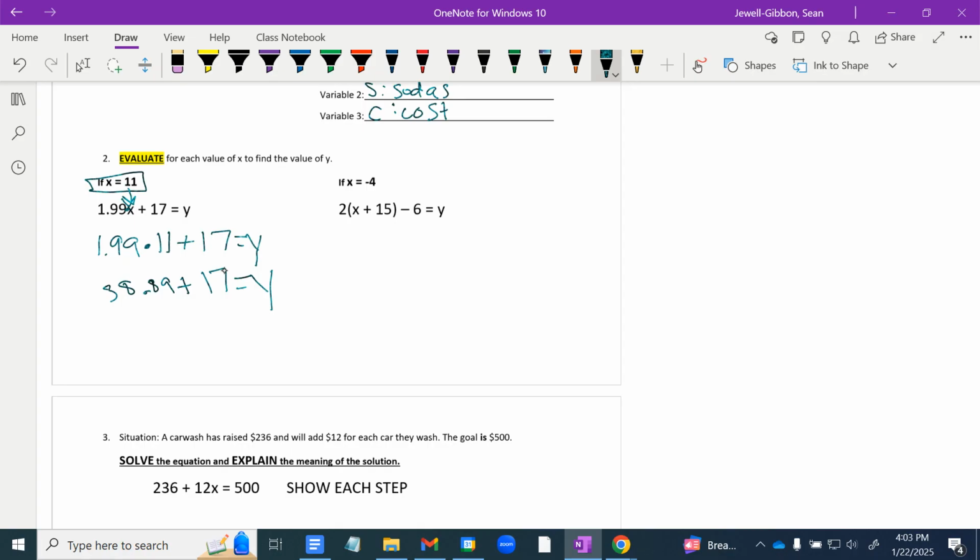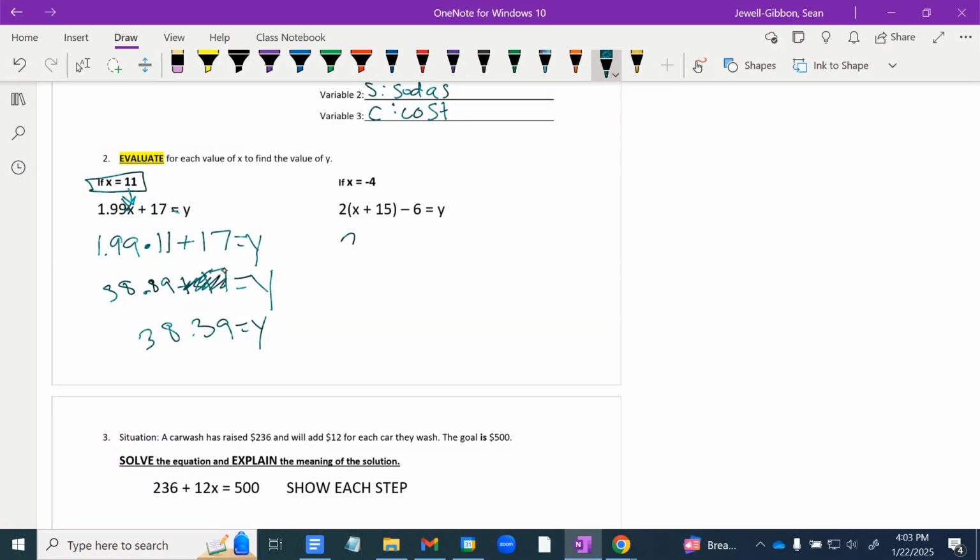Adding these two together now, you should arrive at 1.99 times 11, and then plus 17. All of that is going to come out to 38.89. All right, so the final answer here is just 38.89.